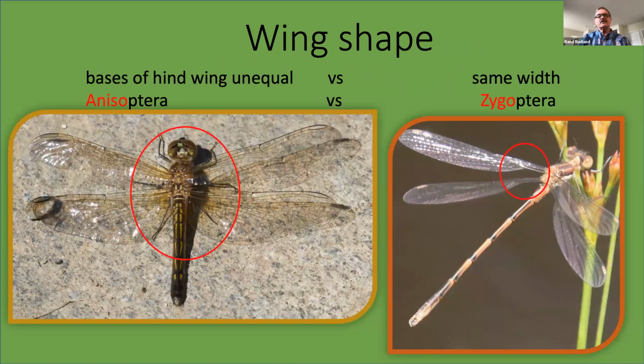The wing shape, another key differentiation. The dragonfly on the left, the hind wing and the forewing bases are entirely different. If you compare that to the bases of the dragonfly on the right, you can see they're basically the same width. So that's a pretty easy one to look at.